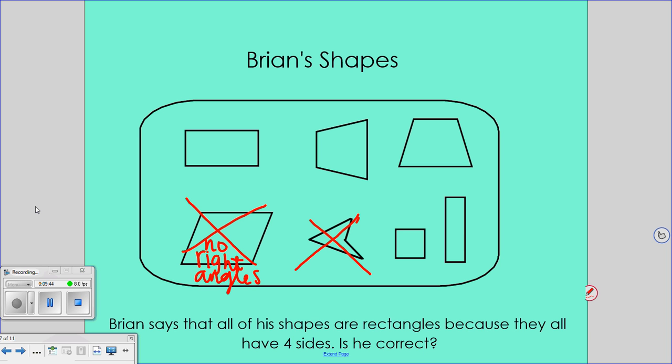Anything else? Corbin, do you see something else that doesn't have 4 right angles? Alright, look. See if he's going to X out the right one. Great job. It has no right angles. Anything else? Anything else? Riley?